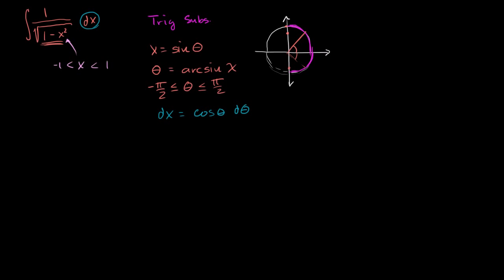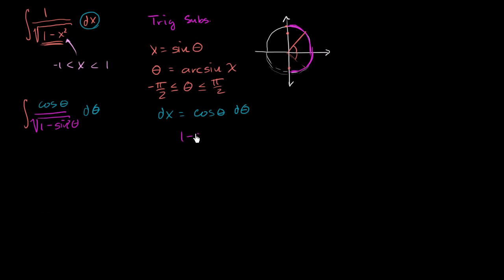So our original integral becomes the integral of 1 times dx. Well, dx is cosine theta d theta. Cosine theta, I'll put the d theta out here, over the square root of 1 minus x squared, which is now going to be 1 minus sine squared theta. Well, what is 1 minus sine squared theta? Well, that's going to be cosine squared theta.